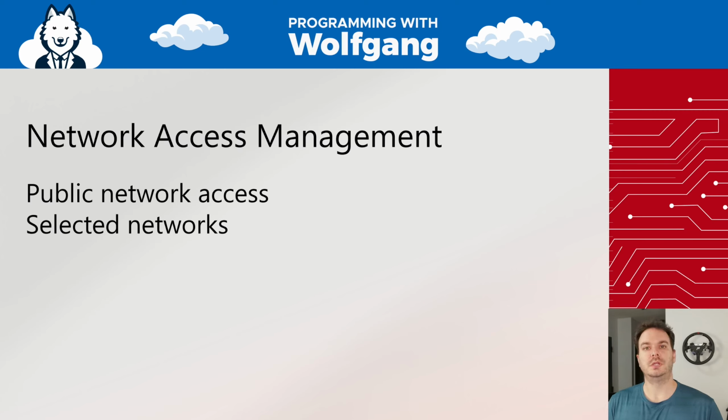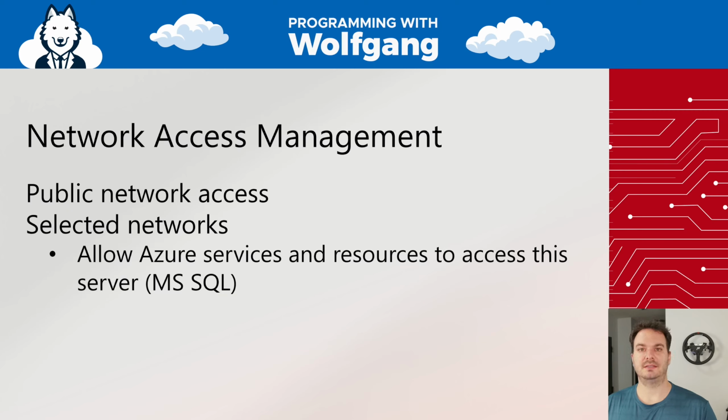Then you have the option to only allow selected networks. That's already better, because you can configure, for example, I only want to allow my company network and some VNets in Azure, and this network should have access to my resource. Additionally, I can allow IPs. For example, if I work from home, I want to allow my personal IP address so I can also do the work and access the service.